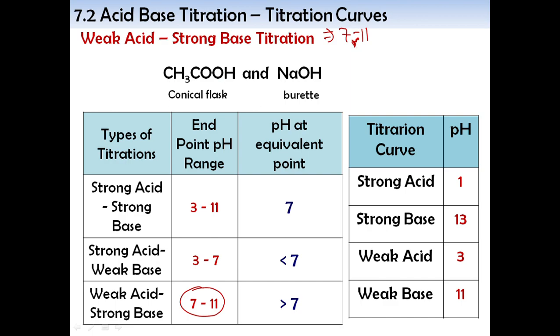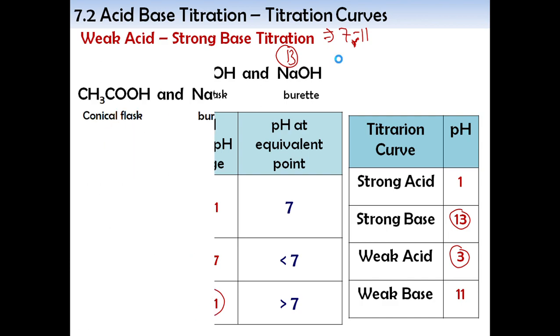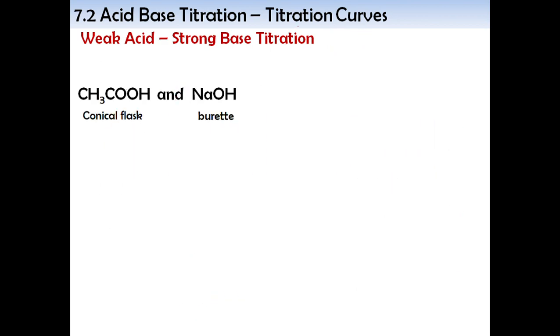CH3COOH is a weak acid, so the pH is 3. And NaOH is a strong base, so pH is 13. Okay, so we are done. Determine the pH value. So next, we're going to sketch the curve. So we know that the range is 7 to 11 and this is a weak acid, the pH is 3, this is a strong base, pH is 13. Okay, ini yang kita dah tentukan tadi.